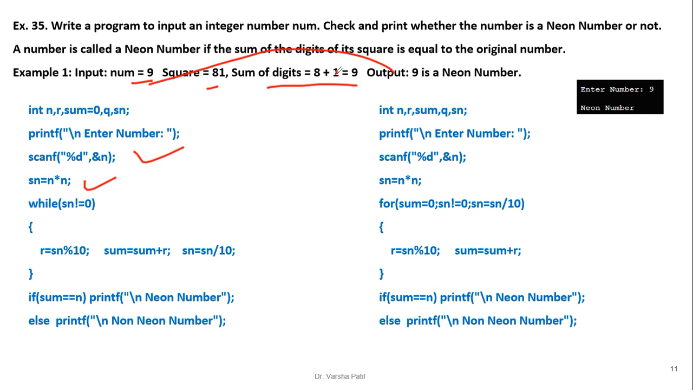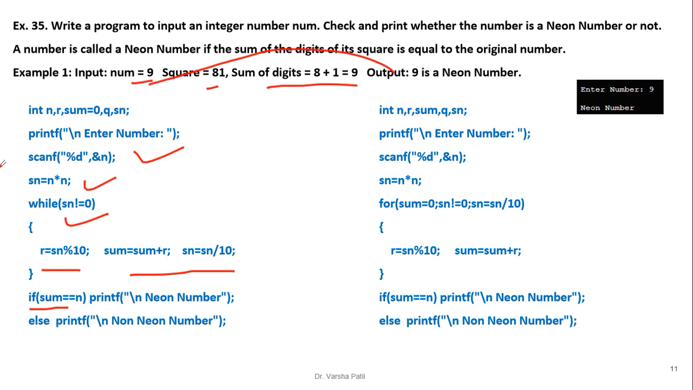Now we require to find out the sum of the digits of the square. So while Sn is not equal to 0, same logic. After that, whatever sum we are getting, that is nothing but 9, and 9 should be equal to our original number. So here there is no change in the original number, because we calculated the sum of the digits of the square number. So the square number becomes 0, but our original number remains unchanged. So we can directly compare sum equal to n, and neon, else it is not a neon number.